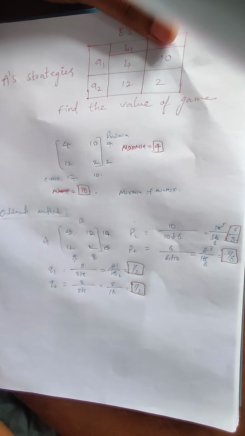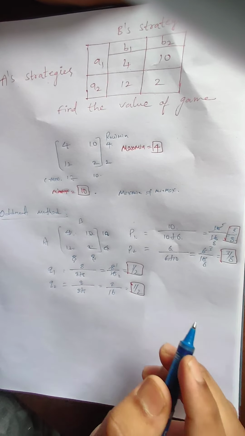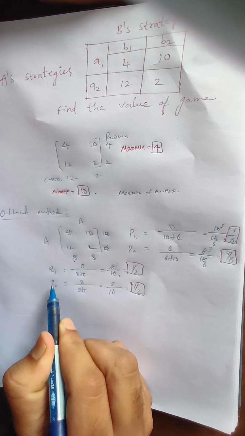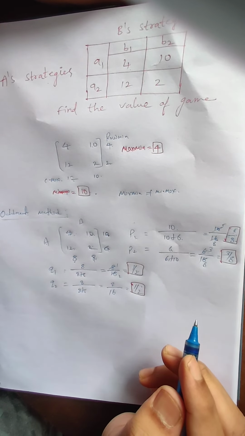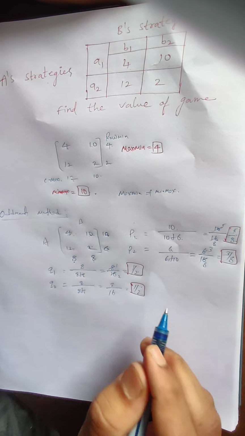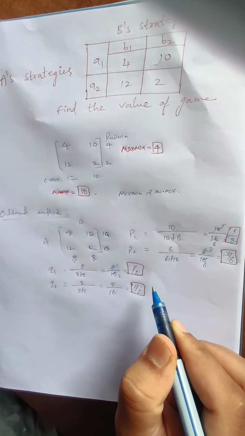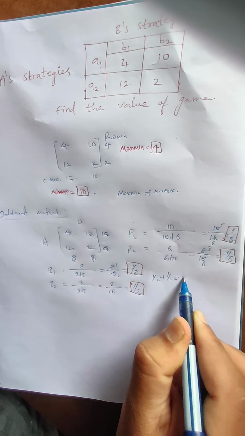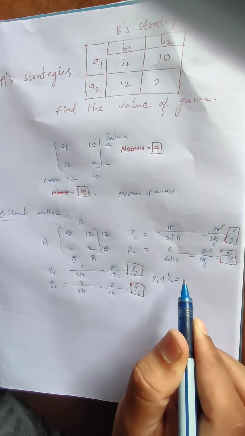So before moving to the value of game, we just observe the probabilities. In respect of B strategies, we have Q1 and Q2. The probabilities are 1 by 2 and 1 by 2. The summation of both strategies' probabilities should be equal to 1. We need to check whether we got that. Say 1 by 2 is the probability and 1 by 2. So the summation of 1 by 2 and 1 by 2 is 1 by 2 plus 1 by 2 equal to 1. Then we can say that the probability is correct from the oddments which we calculated.